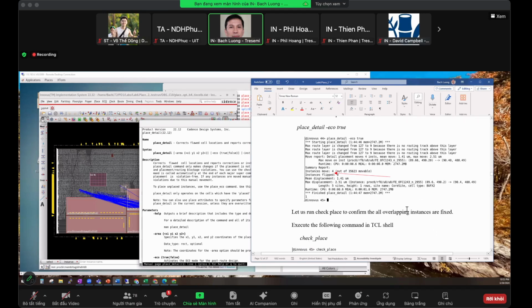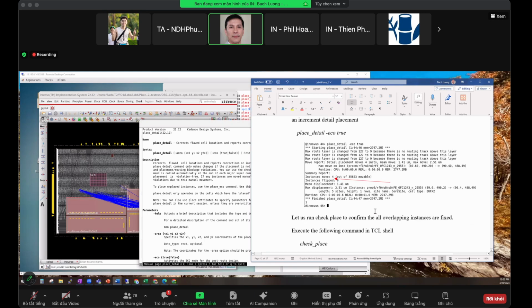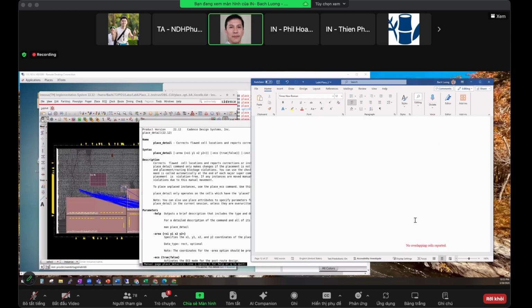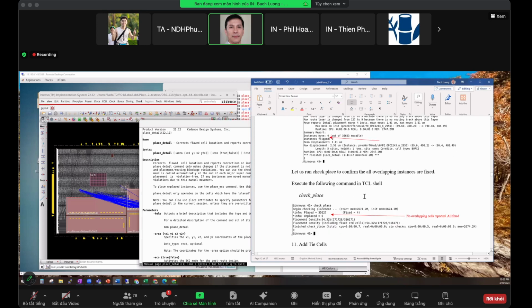So in your lab, if after you do a check place it has overlap cells, you can run place_detail, and you do this step. If you don't have any, then don't worry, skip to the next step. You can run it, but it won't fix anything. It doesn't move anything because you have no overlaps. So you do check place again to make sure it's all clean.